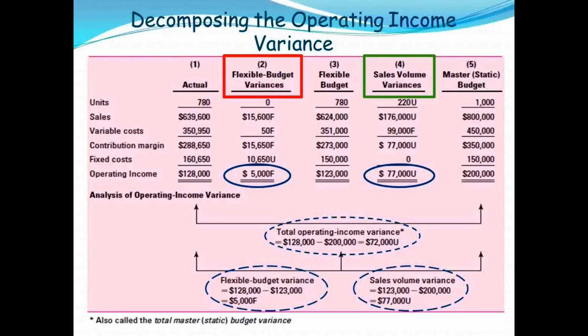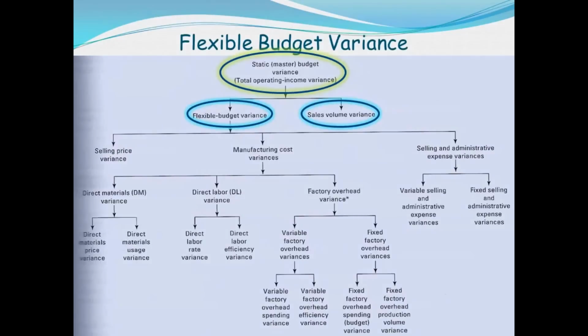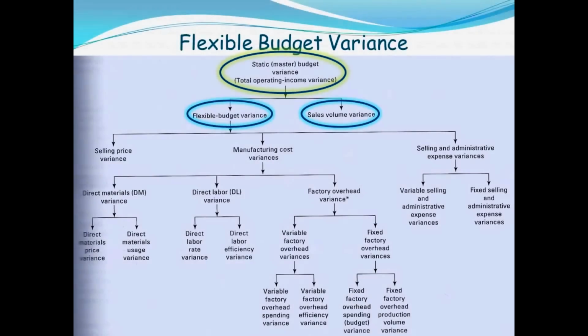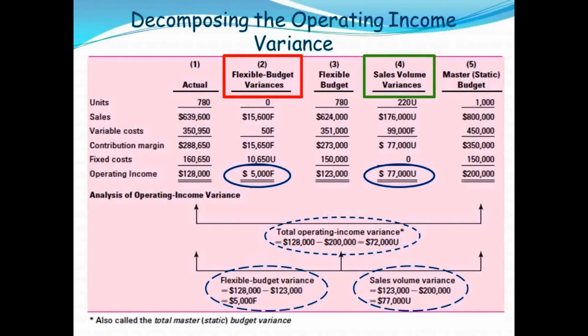And now we have our flexible budget variance here, which is our actual versus our flexible budget. This flexible budget is this. We flexed our budget based upon the actual units sold. So we have our actual, our flexible budget, and our master budget. And that's the $5,000 we're talking about. And we had a good year because we actually were $5,000 above what our flexible budget said we should have been.